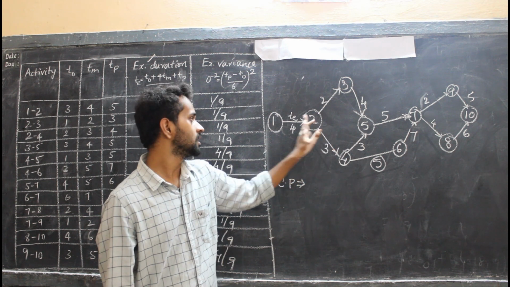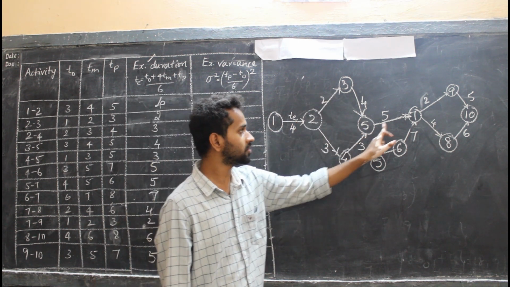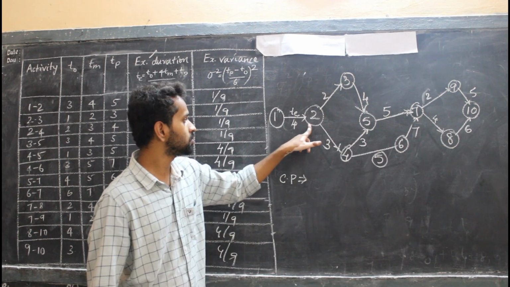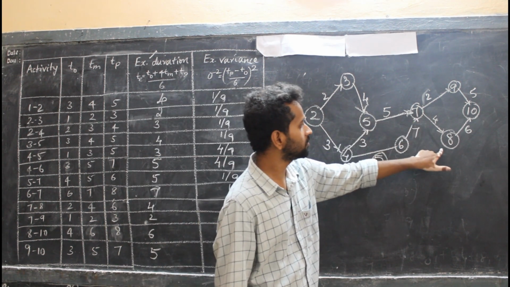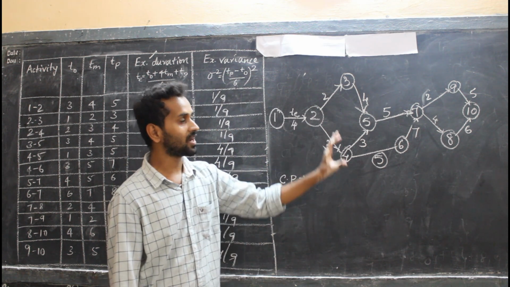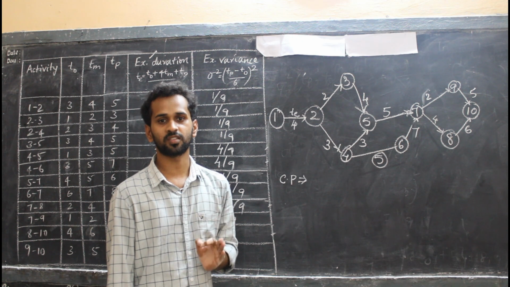Maximum duration, right? If I start from 1 to 2, 2 to 3, 3 to 5, or else 5 to 7, or 7 to 9 and reach 10, that's a possibility. Or else 1 to 2, 2 to 4, 4 to 5, again 5 to 7, 7 to 8, 8 to 10, there is one more possibility. But after checking all these things, my critical path must be the longest duration path.